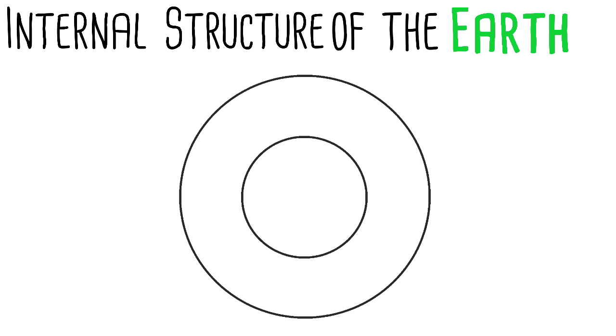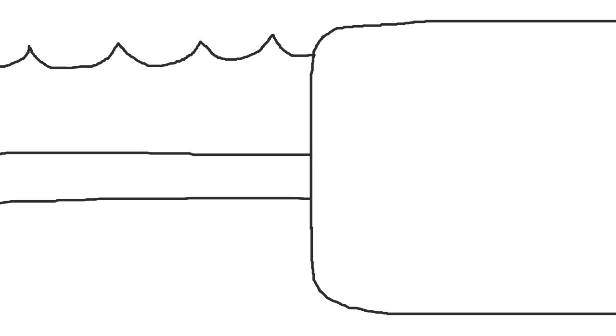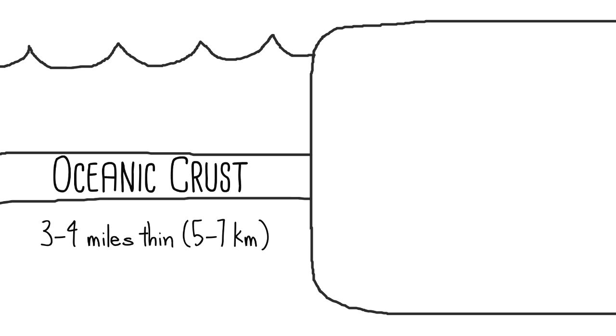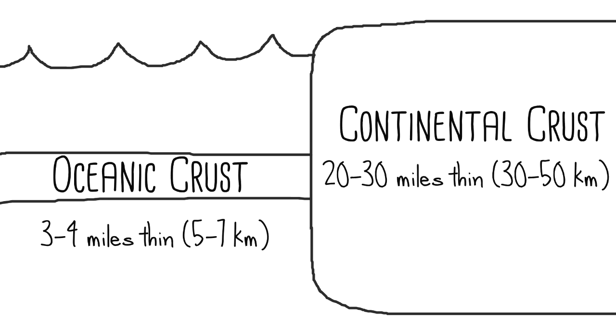As we all know, the Earth is divided into three layers: the crust, the mantle, and the core. Let us take a look inside the crust. There are two different types of crust: the thin oceanic crust that underlies the ocean basins, and the thicker continental crust that underlies the continents.